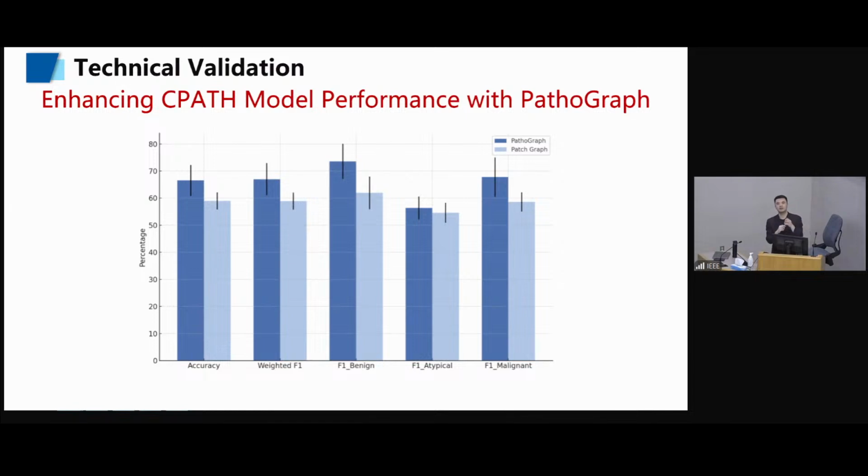Subtyping means that you input a patch and predict the subtype of this patch, whether it's breast cancer or other cancer types. As you can see from the performance figure, the model using PathoGraph outperforms the one using the patch graph. I think that is because PathoGraph contains not only the raw image features but also the semantic features, which contribute to the model's performance compared to a purely image patch graph.